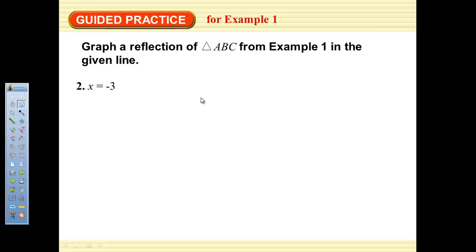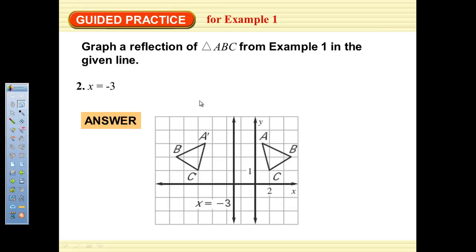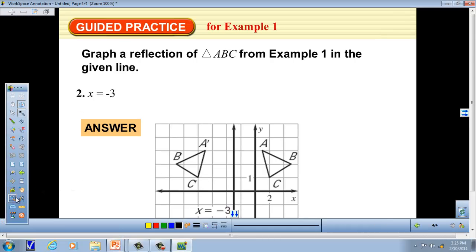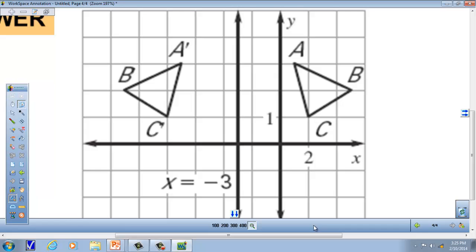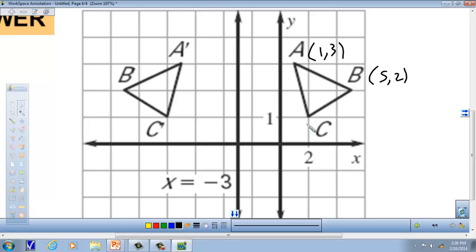And for x equals -3, again, same example, but this time it's the line x equals -3, which is right here. We're going to zoom in on it. And if we look at this one, the line is x equals -3. So if we look, this is 2, that gives us 4, this gives us -3 here. Again, because we've used values of 2 here and only 1 here, we still know that this is 1, 3. This is 5, 2. And this is 2, 1.